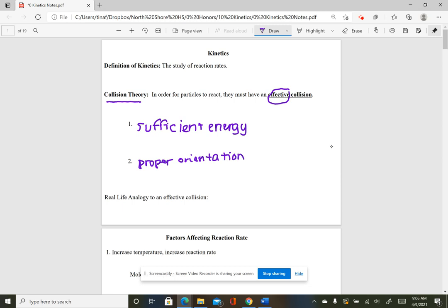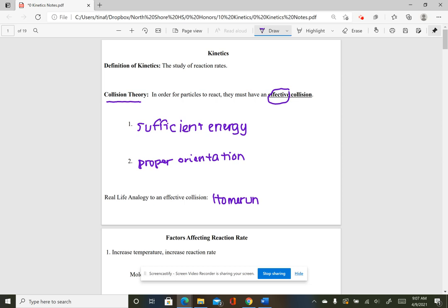So, a way to help us remember these two factors, I like to think of a home run in baseball. To hit a home run, the ball has to hit the bat in the right spot. It has to hit directly. If you hit right underneath the ball or a little bit on top of the ball or on the side of the ball, it's going to fly off in some random direction, right? And you have to hit it hard. If you don't hit it hard enough, it's not going to go out of the park, right? So that's what we want to imagine when we imagine our particles having an effective collision. If they collide in any other way, they might not be able to react.